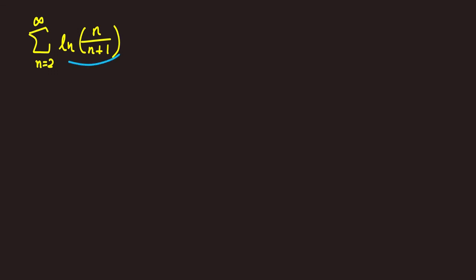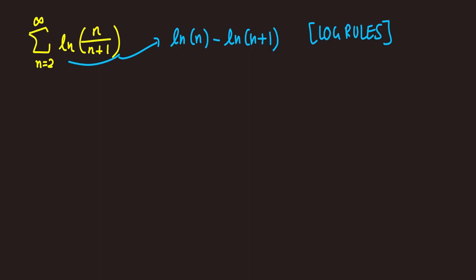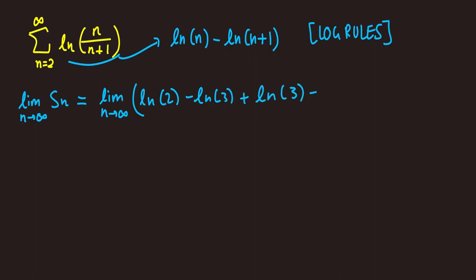Now let's look at the example of ln of n over n plus 1. For this one we can use the log rule, where we can split up n over n plus 1 into ln n minus ln(n+1), and then we can write the limit as n goes to infinity of the partial sum S_n. Take the first term, it starts at 2, so it's going to be ln 2 minus ln 3 plus ln 3 minus ln 4, and we see the cancellation.